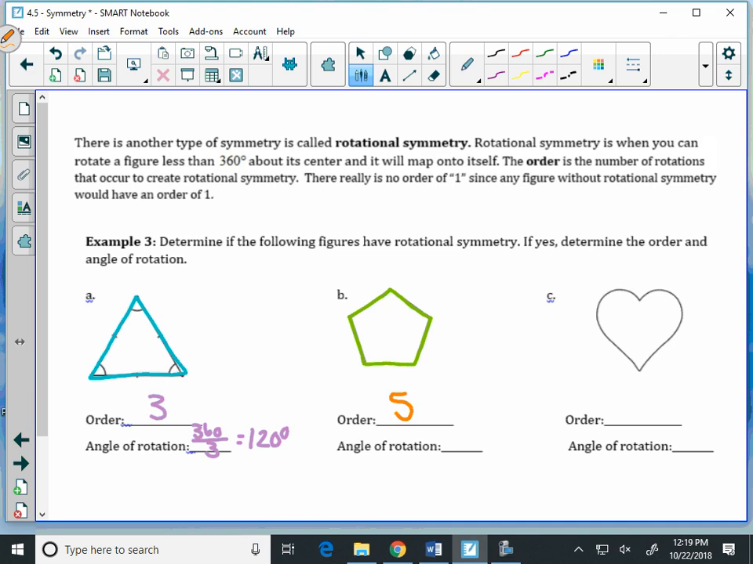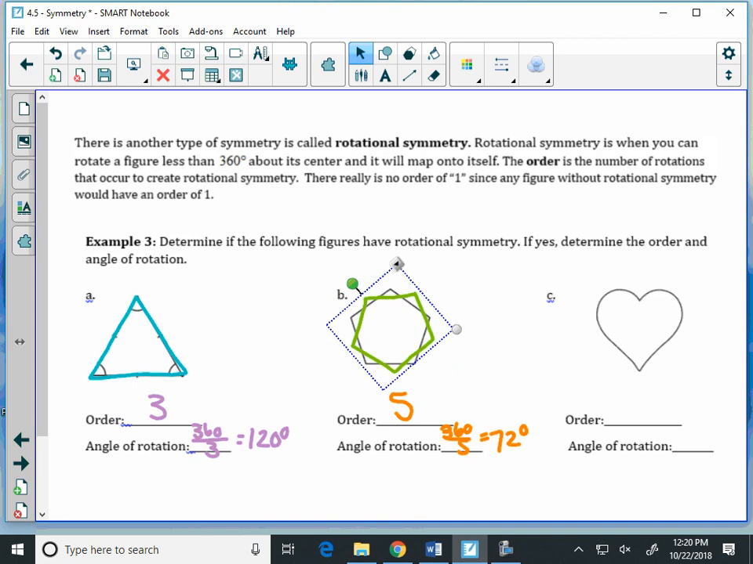How do we find the angle of rotation? 360 divided by 5. And what is 360 divided by 5? 72. Okay. So each rotation was 72 degrees. This was another 72 degrees. That was another 72. Another 72. Another 72. So you're doing a bunch of 72 degree rotations.